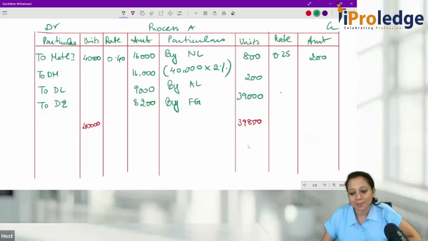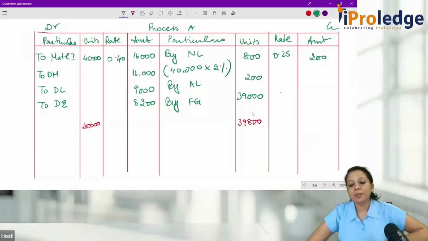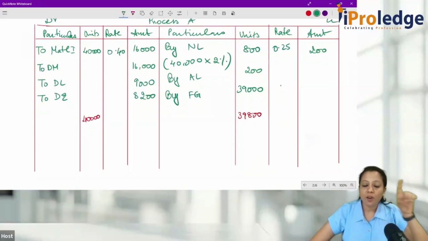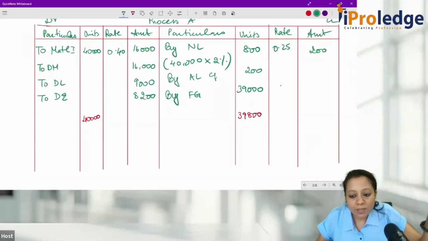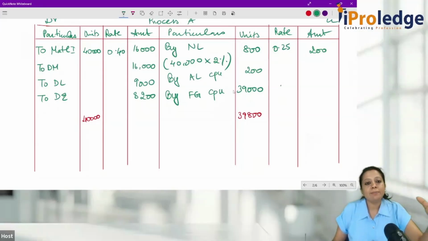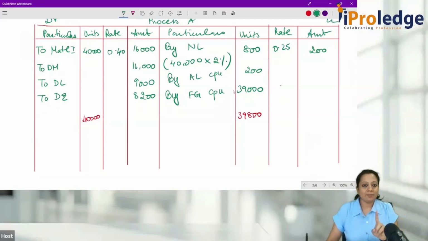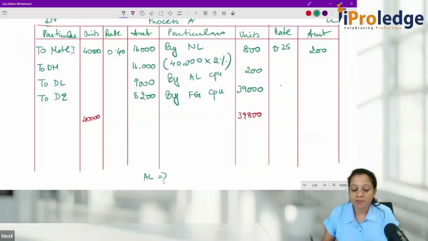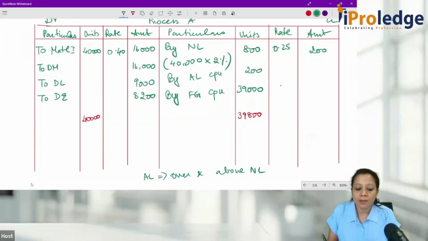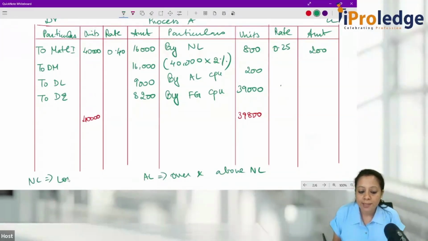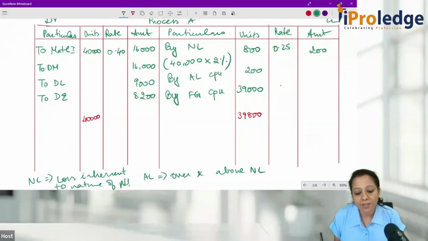Shall we proceed, my dears? So now we will go to the cost per unit working note. Again, in the format also, I told you abnormal loss is also cost per unit only. FG also cost per unit only. Multiple times I have told, but once again, one last time I will repeat. What is abnormal loss? First of all, it is over and above normal loss. What is normal loss? Normal loss is loss inherent to the nature of the product. For example, petrol is subject to evaporation. That is a normal loss.